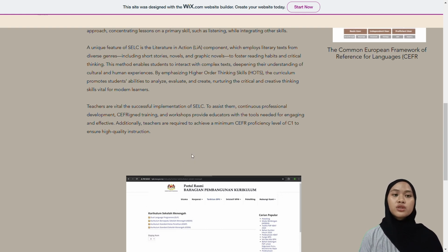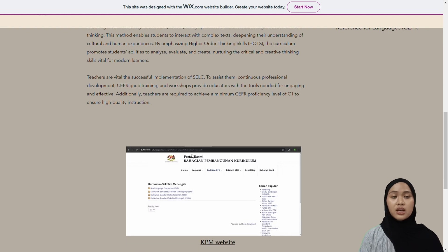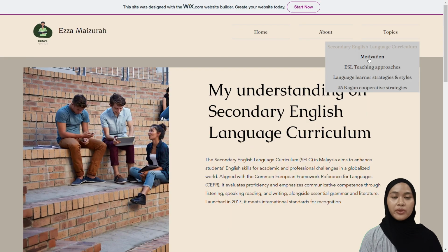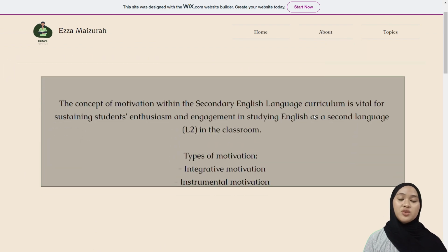The role of the teacher is crucial in ensuring the curriculum's success. However, implementing SELC can be challenging. To support educators, the Ministry provides continuous professional development (CPD) opportunities, including CEFR-aligned trainings, sessions, and workshops. These resources help teachers stay effective and engaging in the classroom. Furthermore, teachers are expected to achieve at least C1 proficiency under the CEFR framework, ensuring they possess the necessary skills to deliver high-quality instruction. So, let's move to our second topic, which is motivation.